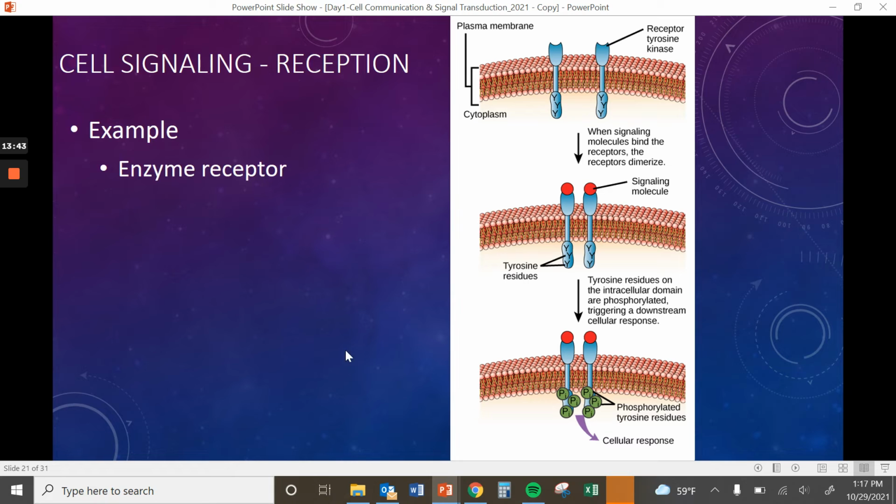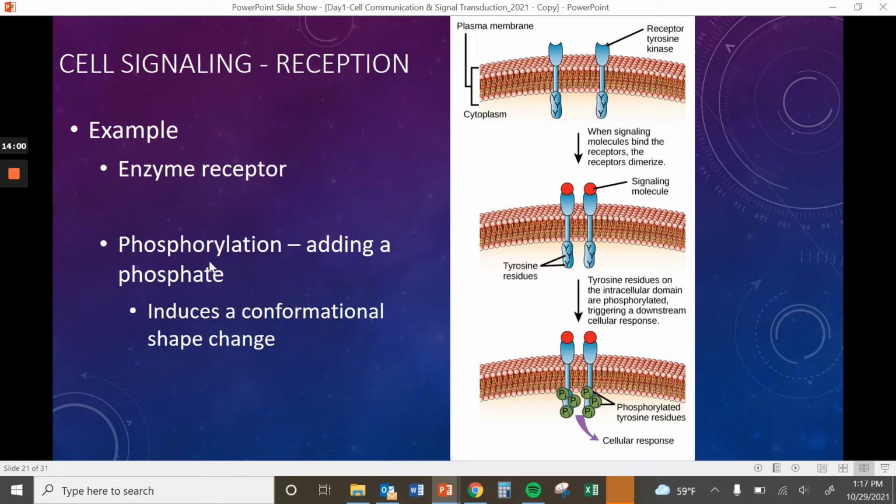Okay, we can also have things like enzyme receptors. This can happen where we have phosphorylation, which we've talked about, that adding of a phosphate, but that can also happen to a receptor outside of the cell. So we can have a molecule that signals some sort of phosphorylation occurring. Whenever we have a phosphate being added, that is going to make a conformational change, a structural change to that enzyme, which in this case is embedded in the membrane, and that would be some sort of reception example.